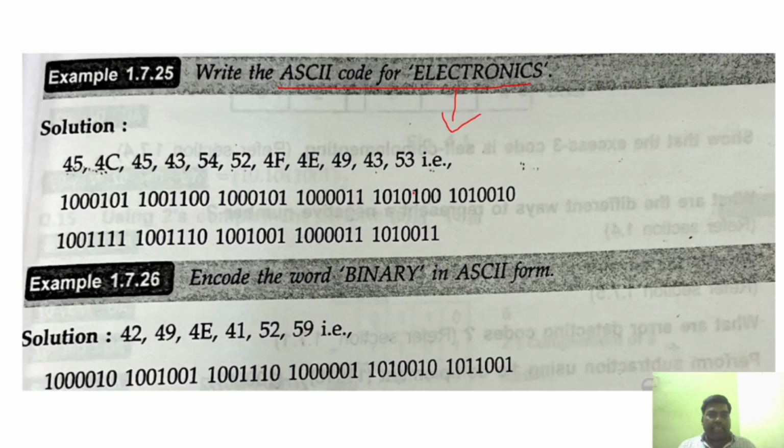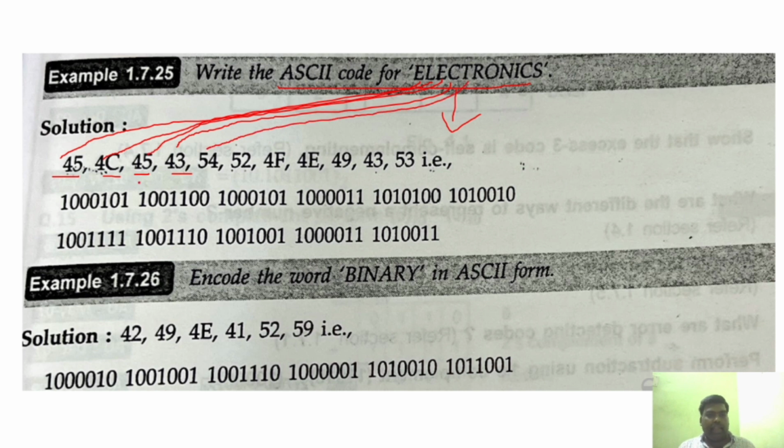So it is 45, and for L it is 4C, and for E again 45, and for C it is 43, and similarly like this. And T is 54, like that. This is the hexadecimal, and once you have found it, for example 45, you can easily represent it using ASCII codes.